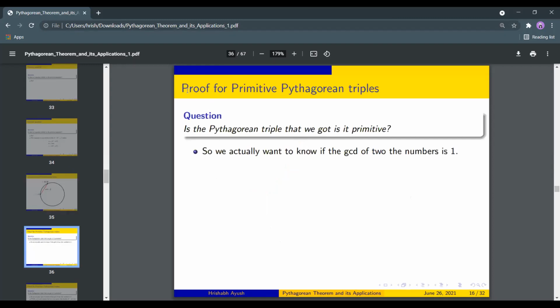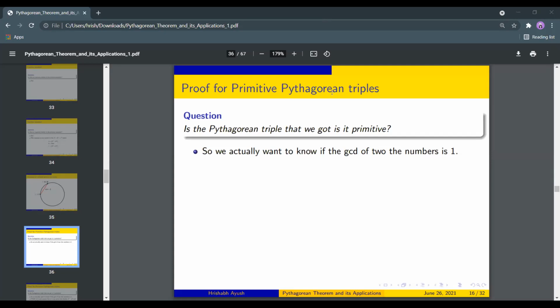So the proof for the primitive Pythagorean triple. I'll actually try to prove this. Is the primitive Pythagorean triple that we got really primitive? What we want to know is whether the GCD of the two numbers is 1. Which two numbers? Does anyone have any idea?